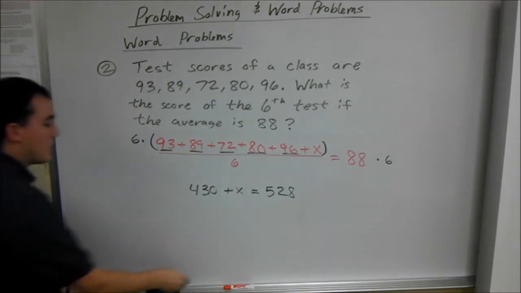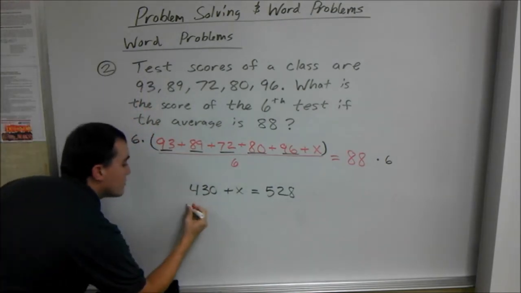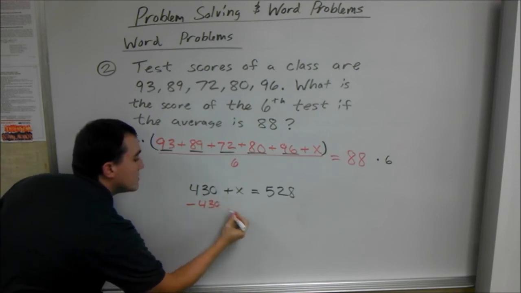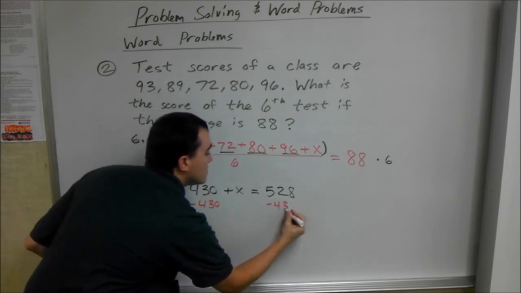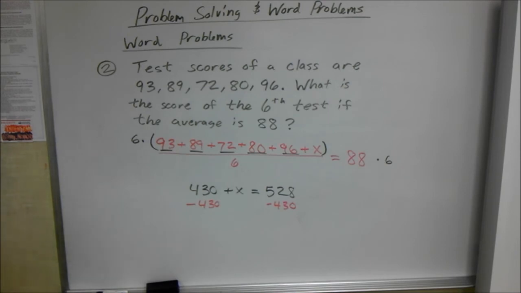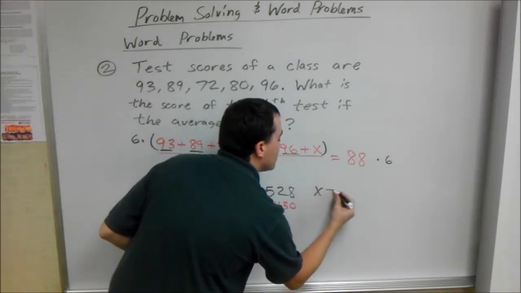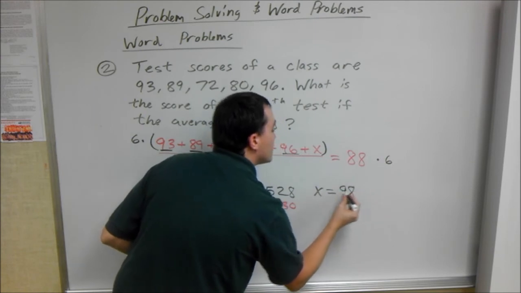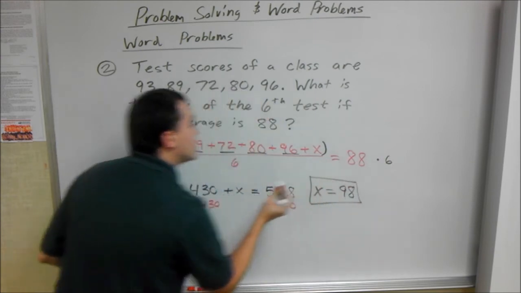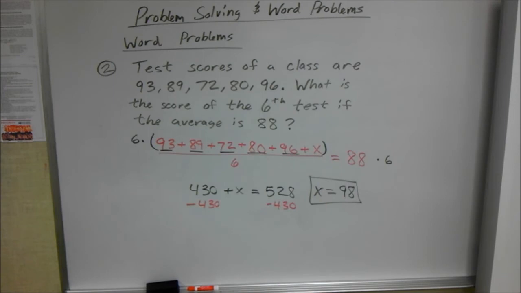Last step, just minus 430 from both sides. After you do that, you get x equals 98%. So that's what that last kid had to get on his test for the average to be an 88.